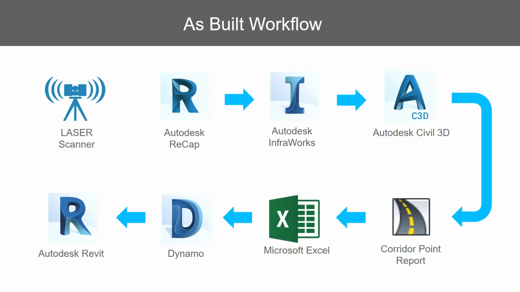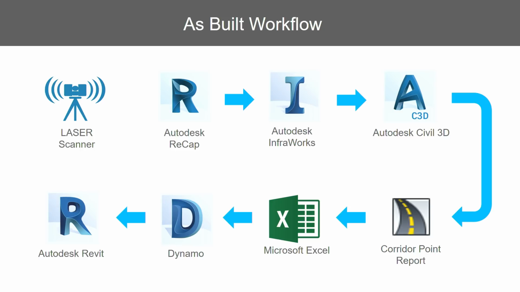The reason why we're using InfraWorks here is we're actually using linear feature extraction, which is going to extract out the rail lines, and we can then utilise those in Civil 3D to actually make an alignment or a corridor. We then output a corridor points report from Civil 3D. That's output as an Excel file. Dynamo reads that Excel file and then models the entire platform from that Excel sheet.